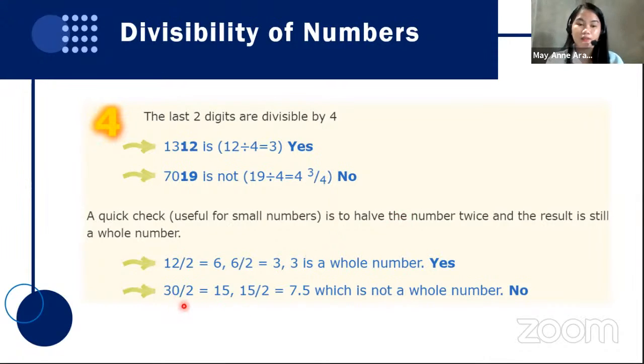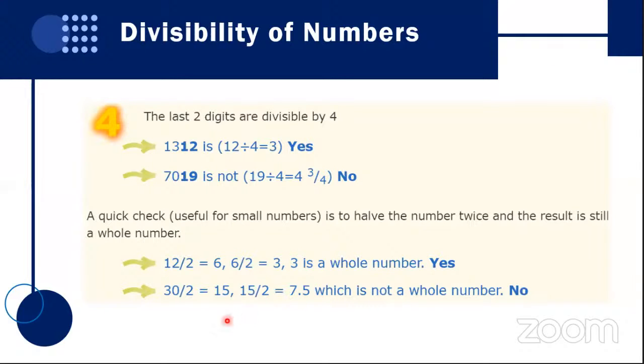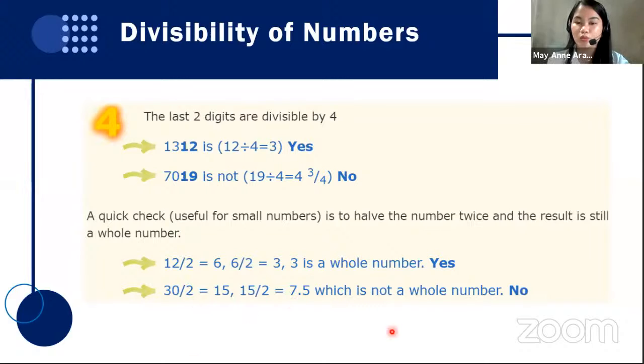And for 30 divided by 2, so if we divide this by 2, for the first time, 30 divided by 2 is 15. And after dividing by 2 again, the result is now not a whole number, no, with decimal na. So therefore, this is not divisible by 4. Basta whole number after dividing by 2 twice, and if the answer is a whole number, divisible by 4. And if the resulting number after dividing the given number by 2 twice is not a whole number, so not divisible by 4.